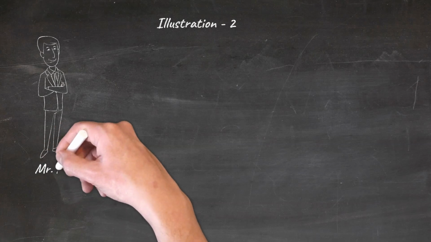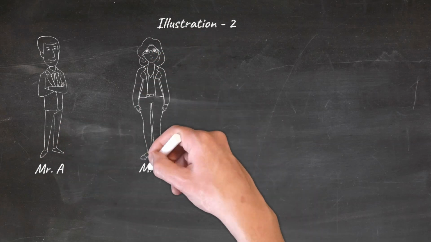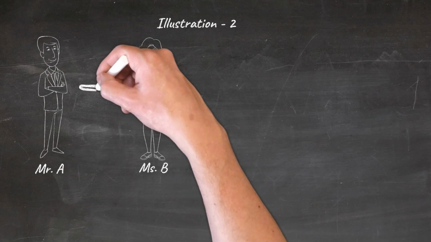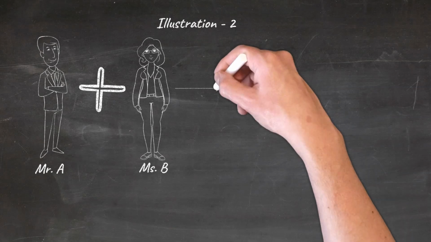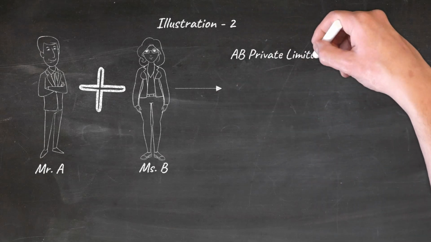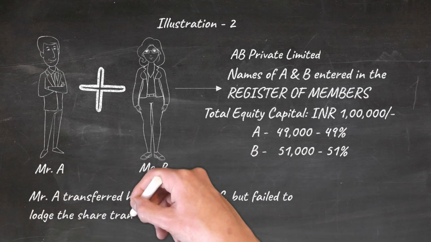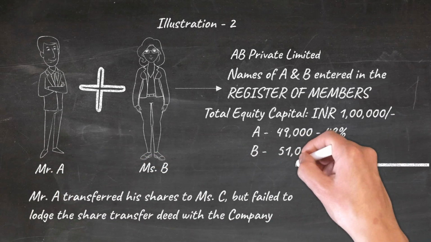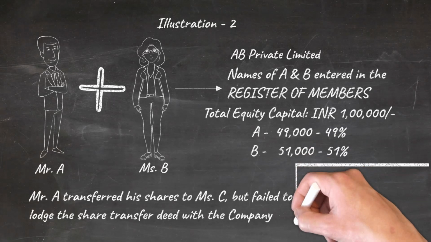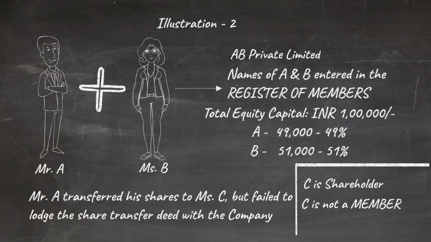So in the previous illustration, we know that A has got 49% shareholding in AB Limited and B has got 51%. Now let's assume that the names of both A and B, who are the subscribers to the memorandum, are being entered in the register of members, which means both A and B are members. Now let's say that A transferred his shares to C, but they failed to lodge their share transfer deed with the company, which means the company is unaware of this transfer.